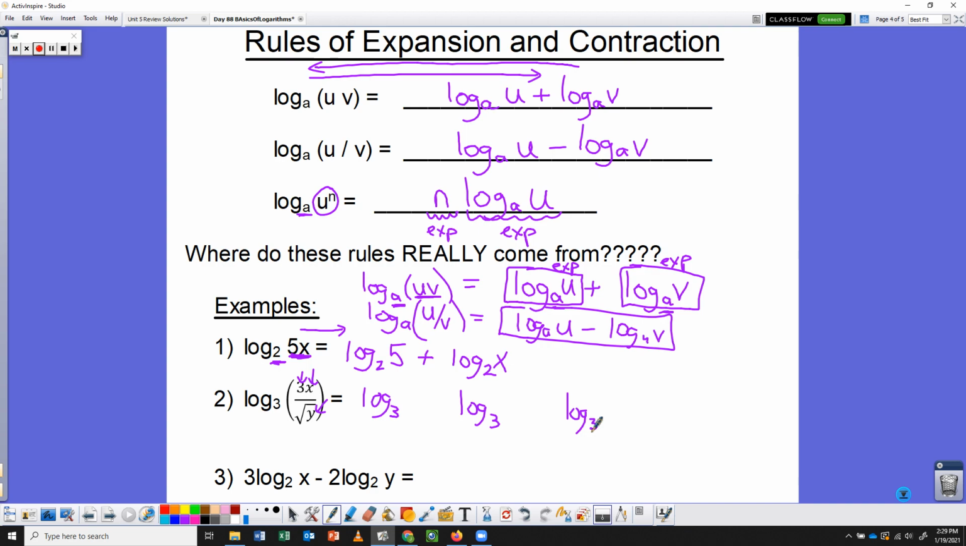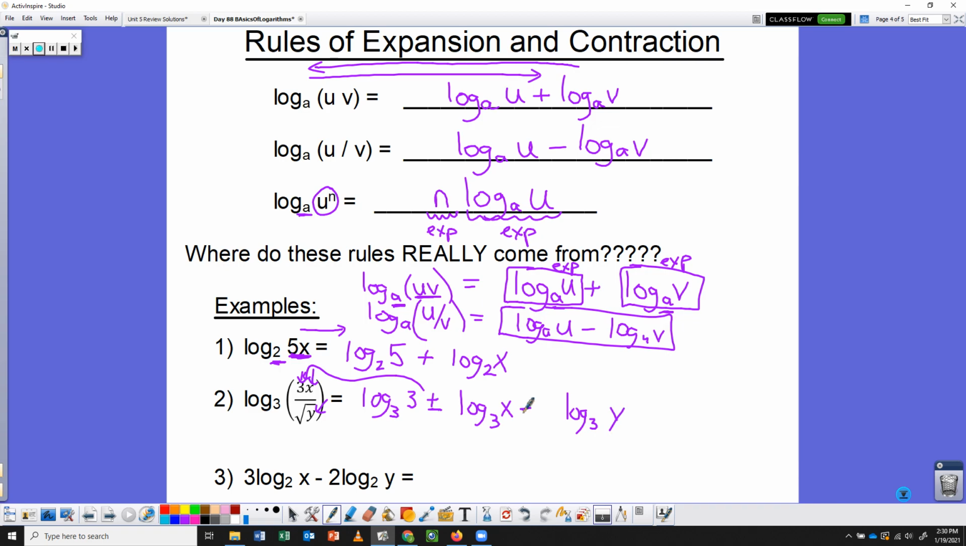We have log base 3 of 3 times x. The 3 and the x are getting multiplied together. So I would do log base 3 of 3 added with log base 3 of x. That addition is coming from that multiplication that's happening in between the 3 and the x. Then we see that the y is getting divided. So out here we're going to have a y and we're going to have a minus in front of it.